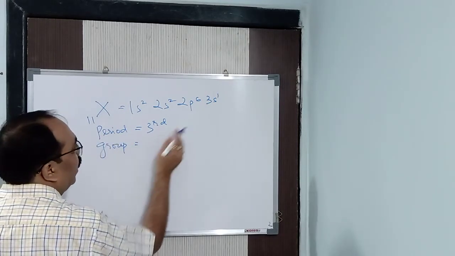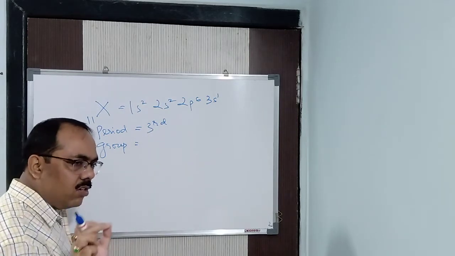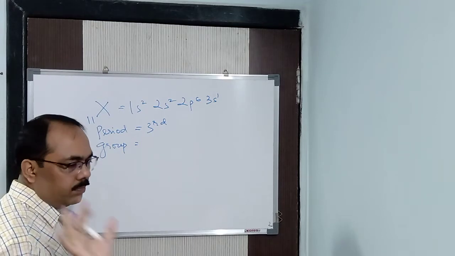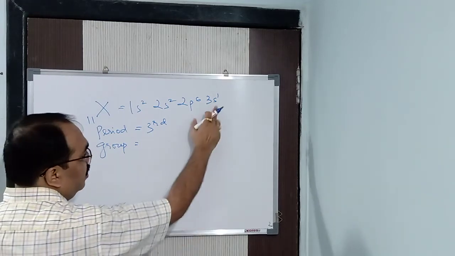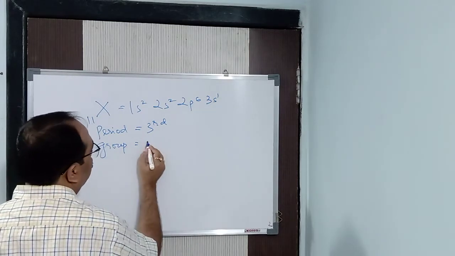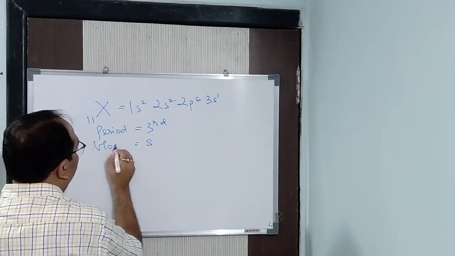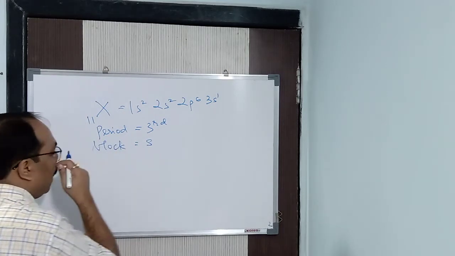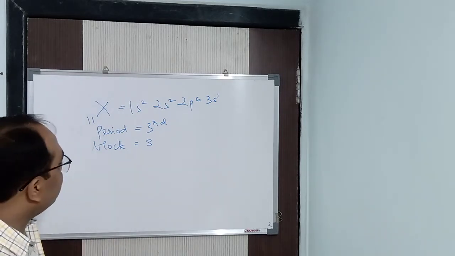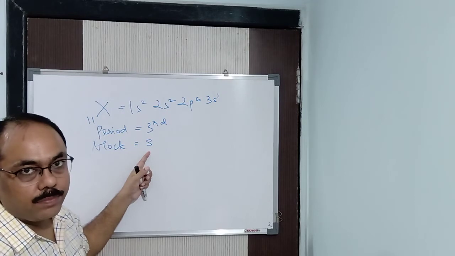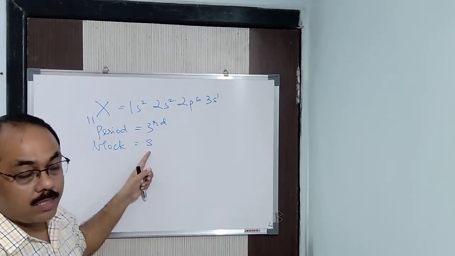So which group? I told you, the last electron enters into a particular subshell, and that determines the block. First block, then group. So the last electron enters into the S subshell, so it belongs to the S block. We can say that it belongs to the S block.